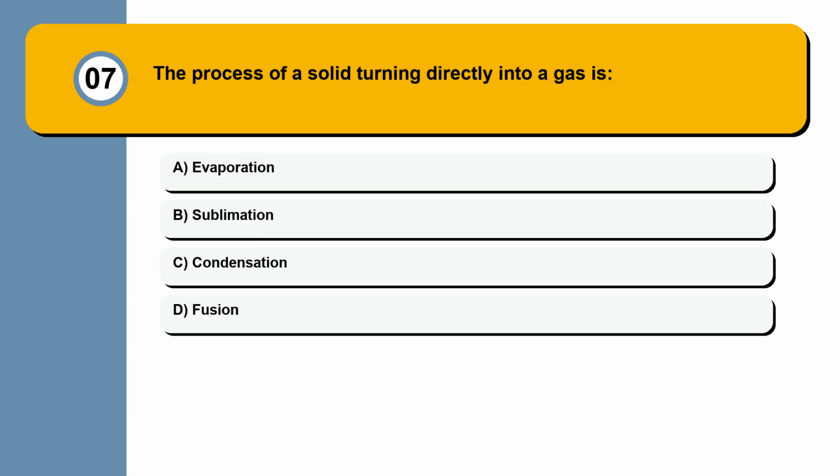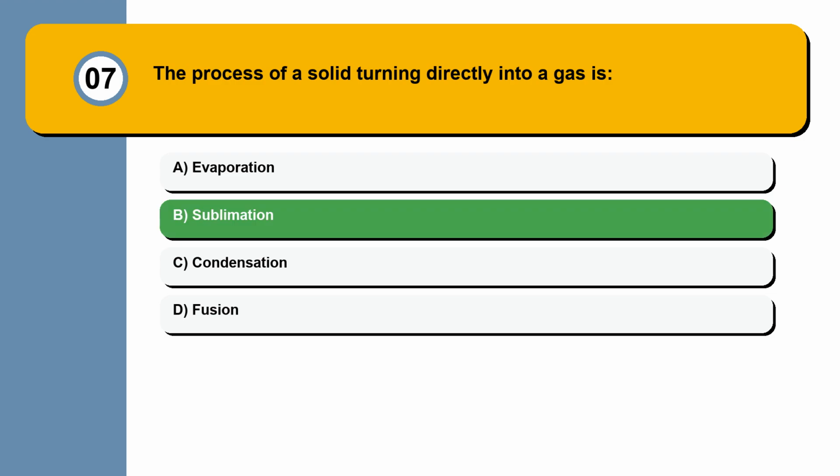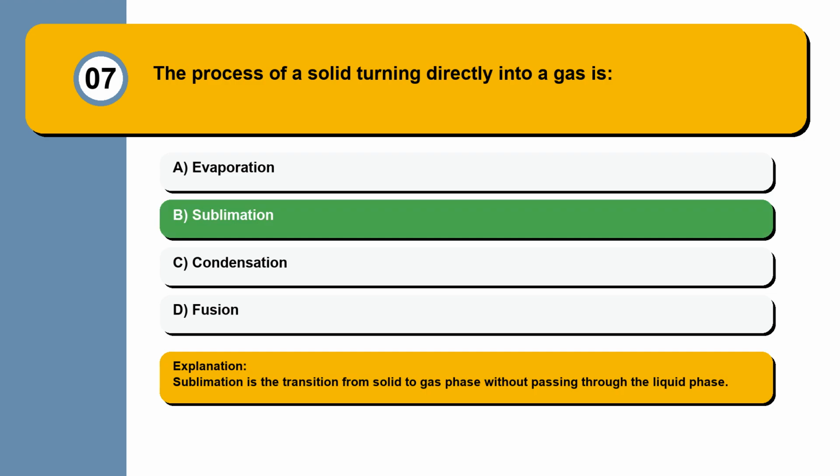Question 7. The process of a solid turning directly into a gas is evaporation, sublimation, condensation, fusion. Sublimation is the transition from solid to gas phase without passing through the liquid phase.